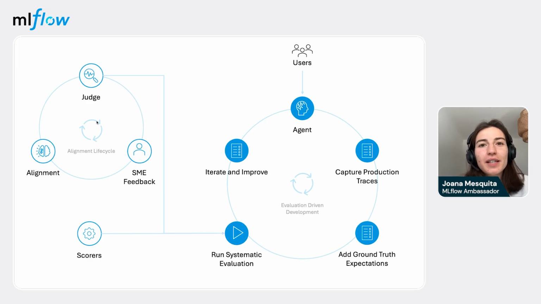In part 2, we will take this one step further, and we will be aligning the custom judge that we created in part 1 with the subject matter expert feedback. The goal is to create an alignment lifecycle where we will be collecting the SME feedback and aligning the judge using MLflow MemAlign. I have written a Medium story for each part of the video, so check the links in the description below. So let's get started.